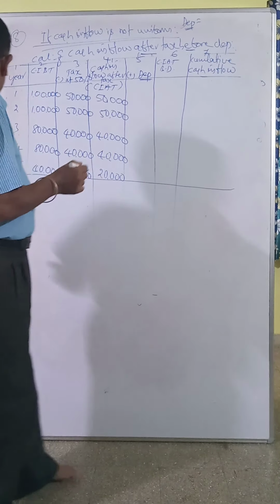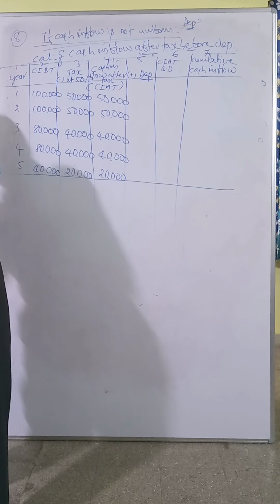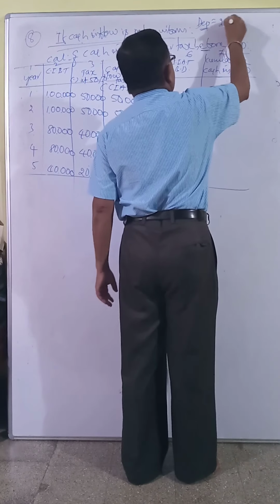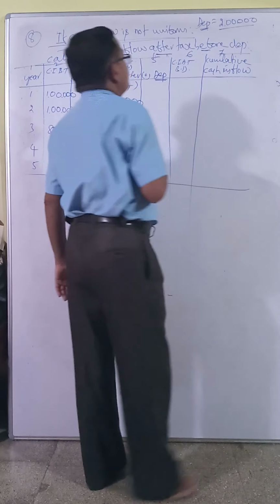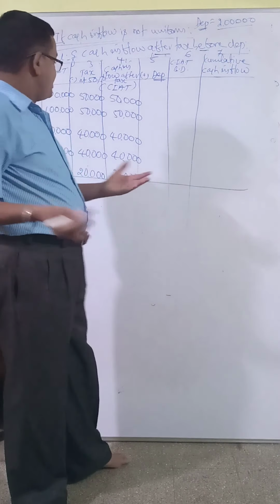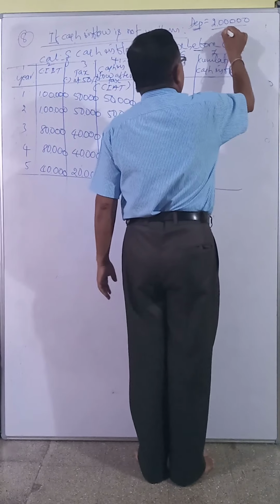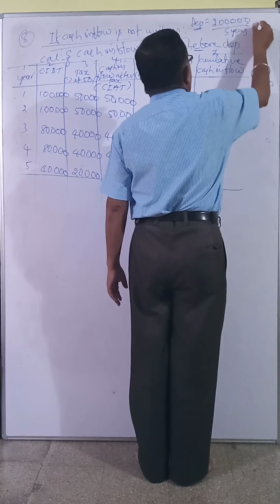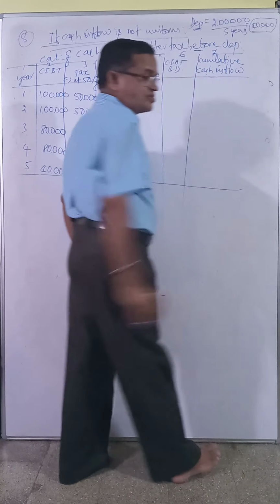Cost of machinery, or investment value, is how much? 2 lakhs. Cost of machinery is 2 lakh, divided by estimated life. How many years? Life is 1, 2, 3, 4, 5 years. We can use 5 years. So 2 lakh divided by 5 is 40,000. 40,000 is the depreciation every year.